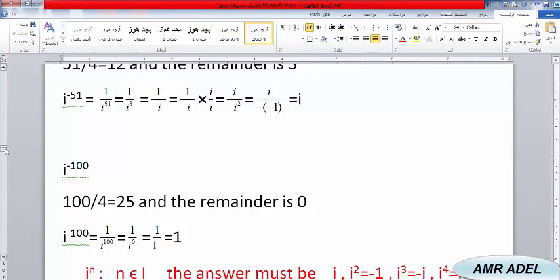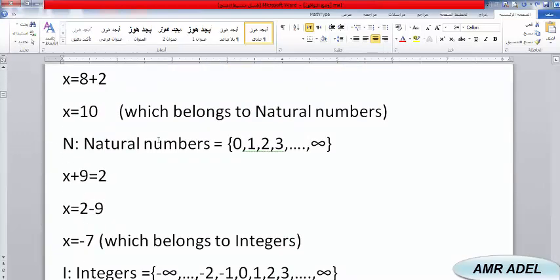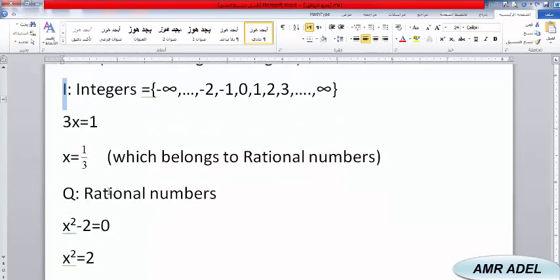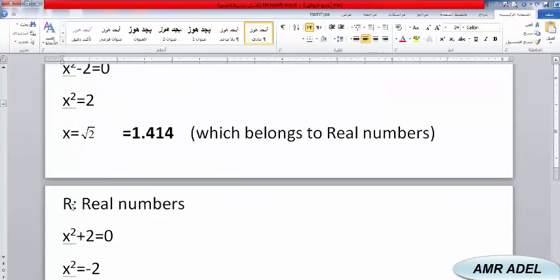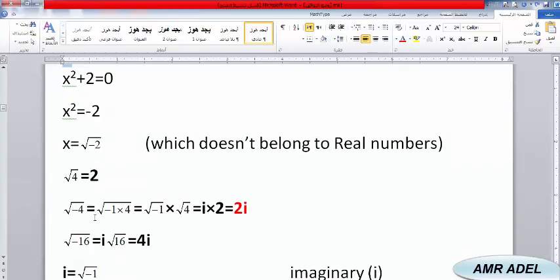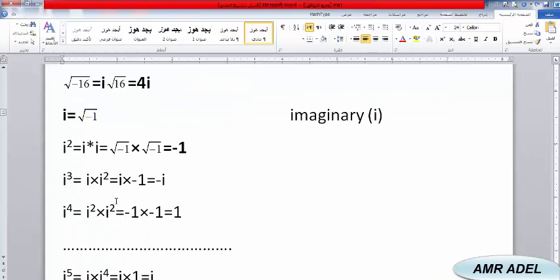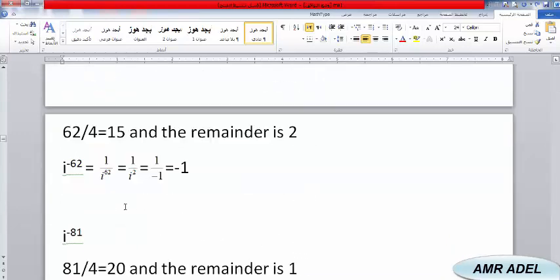And we have known from before all kinds of numbers, which are natural numbers abbreviated with N, integers abbreviated with Z, rational numbers abbreviated with Q, and the real numbers abbreviated with R. And the complex numbers, we will know from the next lesson what its abbreviation letter is and how we can know all the kinds of complex numbers. And now up to here we have to stop.